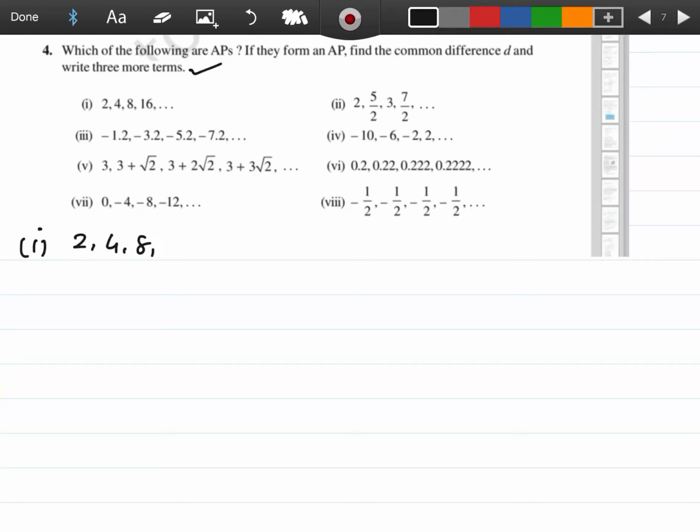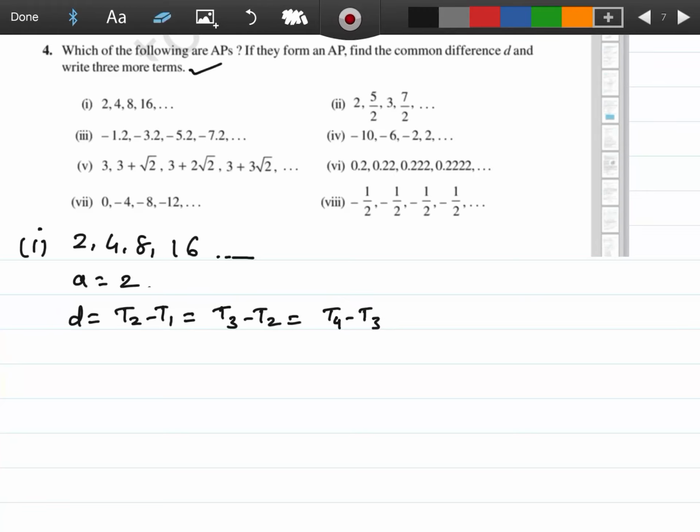2, 4, 8, 16. We have to check whether it is in AP or not. So A is equal to 2 and D is equal to 4 minus 2. That is, D is equal to T2 minus T1 is equal to T3 minus T2 is equal to T4 minus T3. So we have to check whether it is true or not. So T2 minus T1 is equal to 4 minus 2, which is equal to 2.